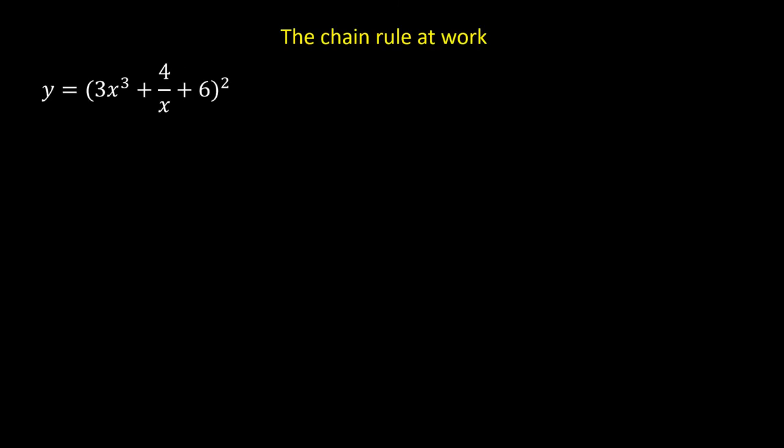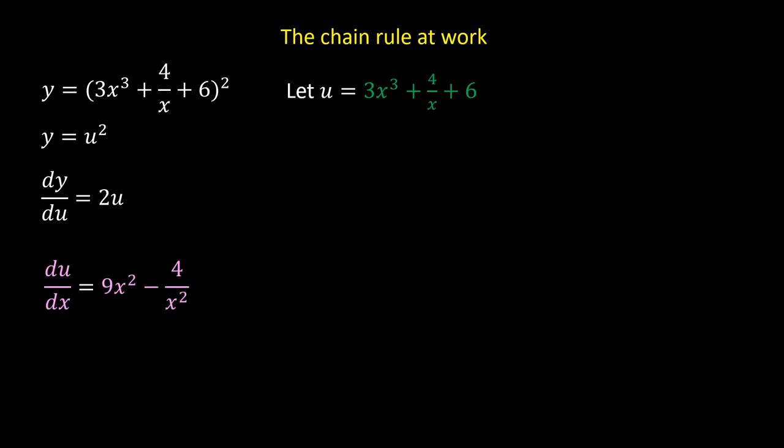Here we have the equation y equals (3x cubed plus 4 over x plus 6) all squared. We now let u equal 3x cubed plus 4 over x plus 6. y now equals u squared, so dy/du just equals 2u. u equals 3x cubed plus 4 over x plus 6, so du/dx equals 9x squared minus 4 over x squared.